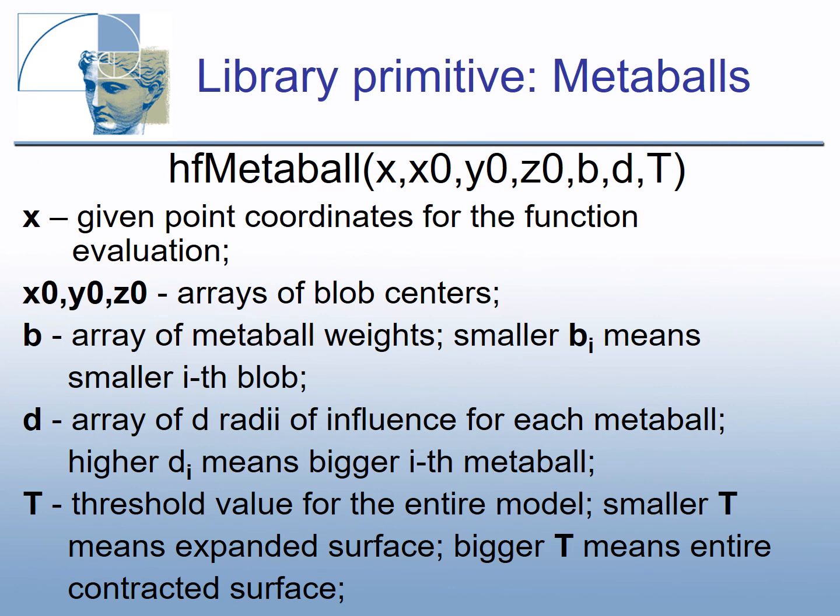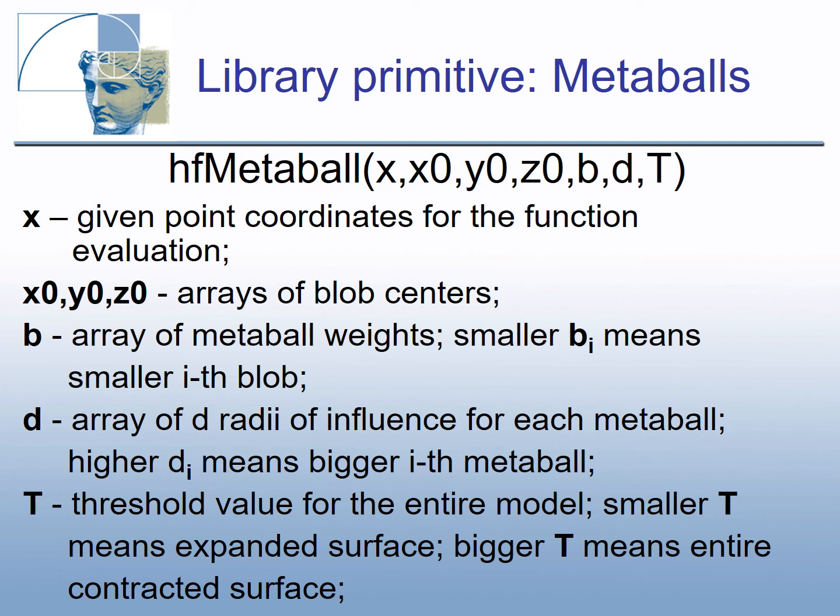The library primitive format for metaballs is present here. The name of function is hf metaball, where x is given point coordinates for the function evaluation. x0, y0, and z0 are arrays of blob centers. B is an array of metaballs weights. Smaller bi means smaller i's blob. D is an array of d radii of influence of each metaball.